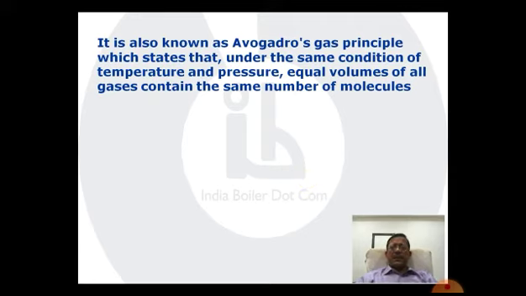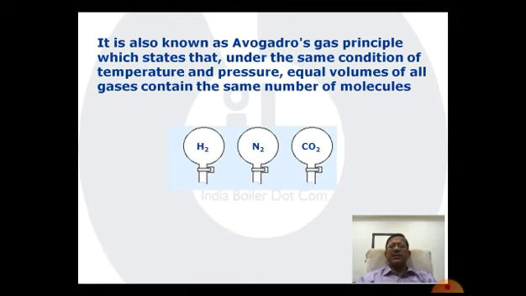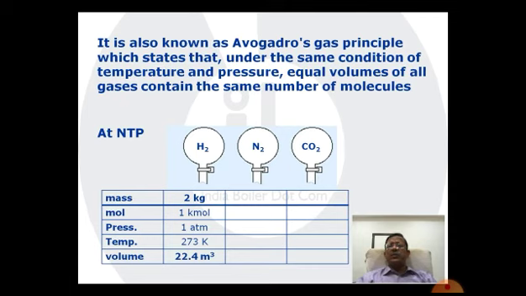Now I can use this hypothesis to get a very interesting relationship. Somebody has taken three gases, let us say H2, N2 and CO2, under NTP condition, normal temperature pressure condition. They found out that the volume of 2 kgs of hydrogen is 22.4 meter cube. Now, what is 2 kgs of hydrogen? We know that 2 kg is the molar mass of hydrogen. Therefore, the number of kilomoles will be 1, right? So, in other words, 1 kilomole of hydrogen occupies 22.4 meter cube at NTP.